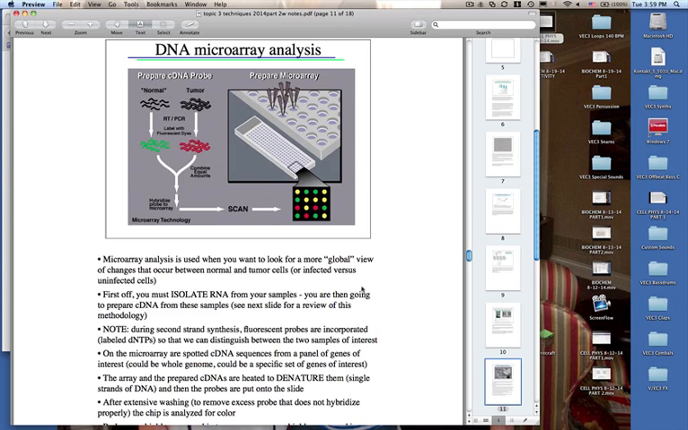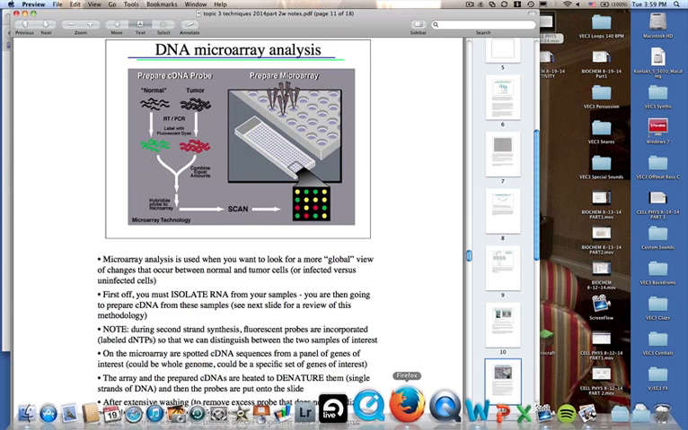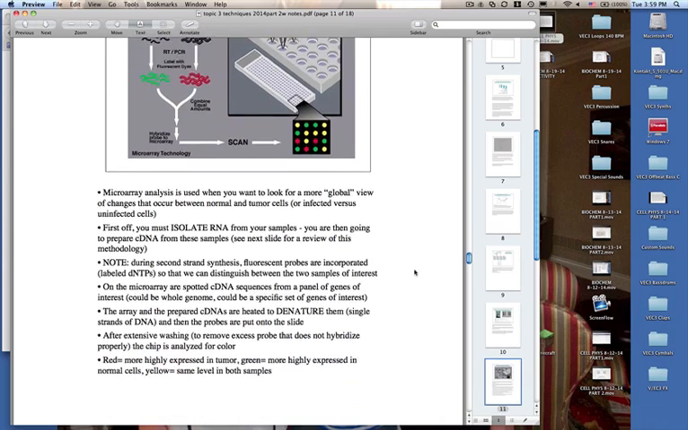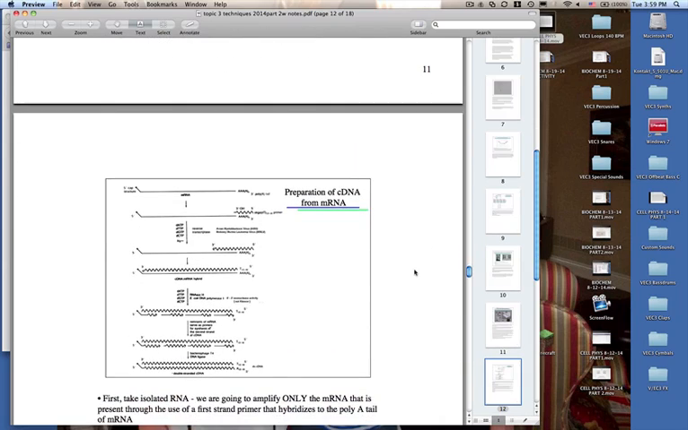Okay. That's microarrays. That's all we have time for today.